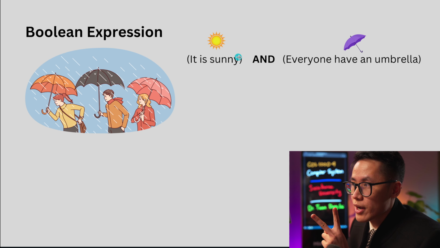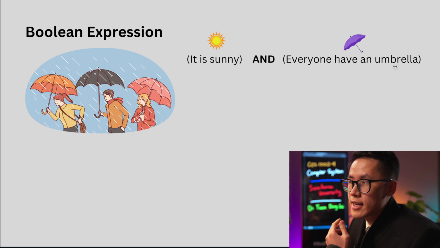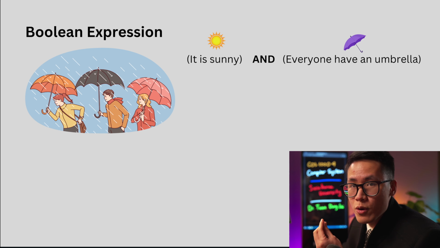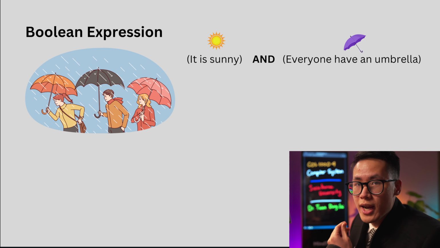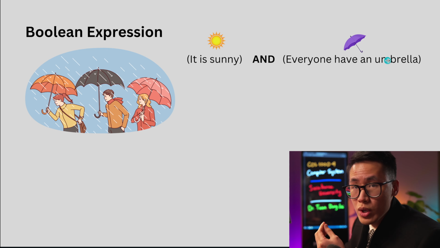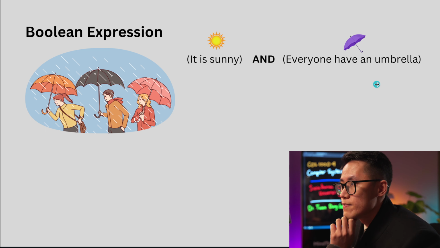Okay, so I have two Boolean variables. One is it is sunny. Another one is everyone have an umbrella. So this one is called a Boolean expression. The statement it is sunny can be either true or false. And the statement everyone have an umbrella can be either true or false. If something can be true or can be false, which means it can take two different values, either one of them, then we call that a Boolean variables or Boolean values. So a Boolean values can be either true or false.